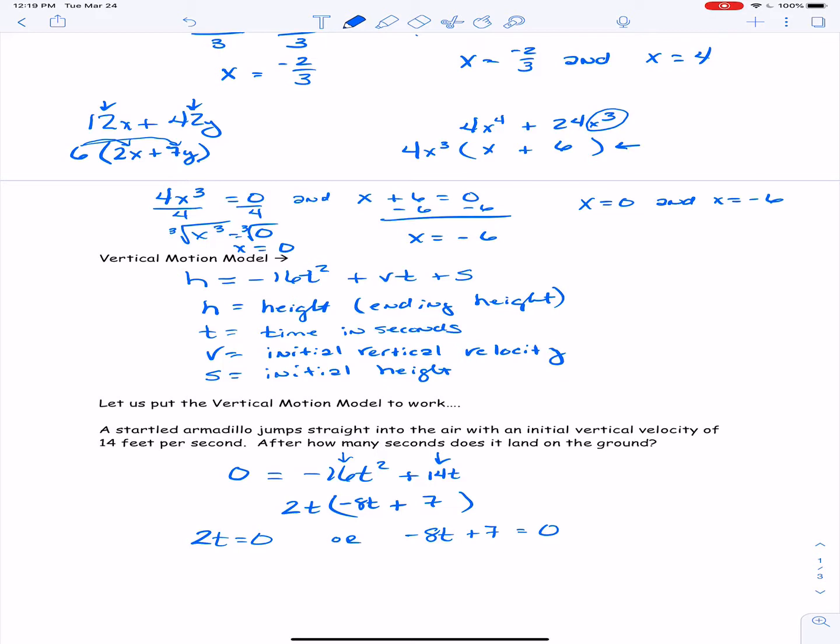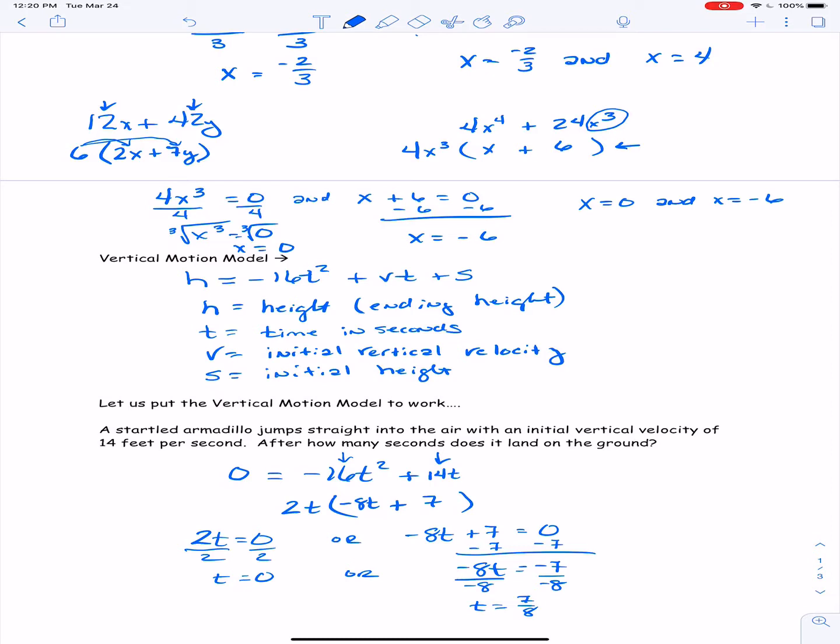So I'm going to solve both of these. Divide by 2, t equals 0. Or I'm going to solve this one. I'm going to subtract 7 from both sides. Negative 8t equals negative 7. And then I'm going to divide both sides by negative 8. And so t equals positive 7/8, because a negative divided by a negative is a positive.